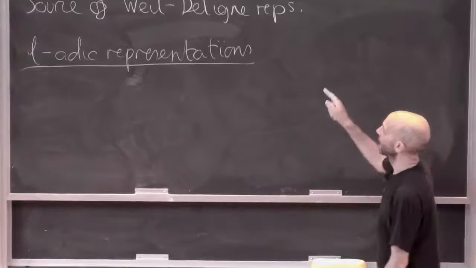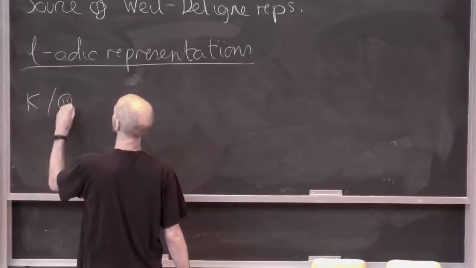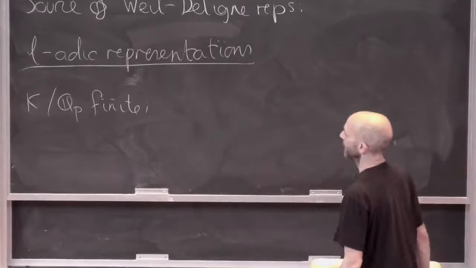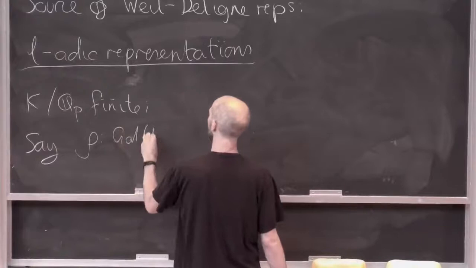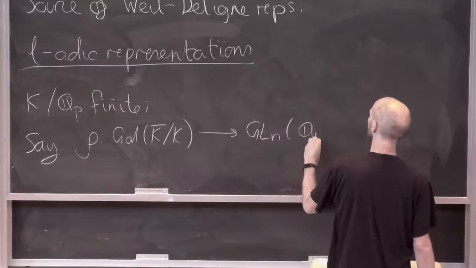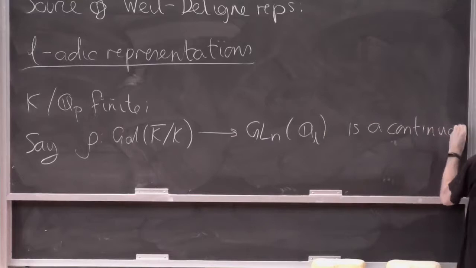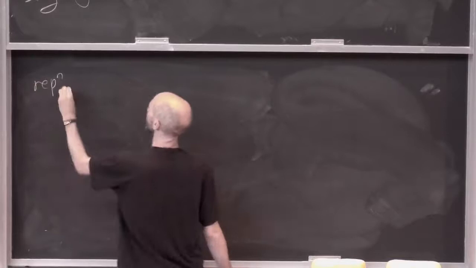So here the story is. Let's have K a finite extension of QP, as ever. But now let's say our coefficient field is QL. So let's say rho goes from Gal K bar over K to GLN of QL and is a continuous representation. So what's going on here? Gal K bar over K is my profinite group with its usual profinite topology.